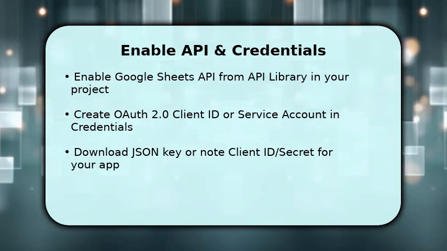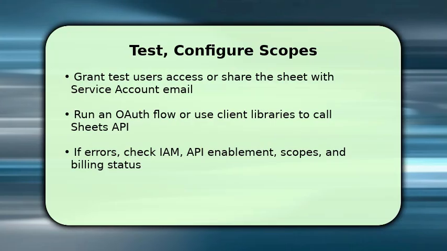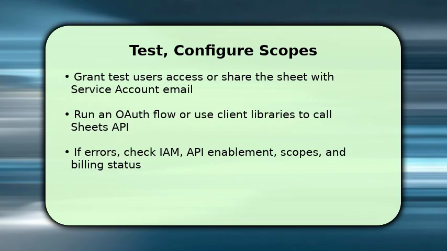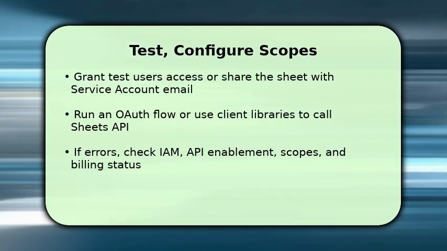Finally, test your setup. For OAuth apps, run the auth flow and grant the requested scopes. For service accounts, share the target spreadsheet with the service account email so it can access it. Once authenticated, use Google's client libraries or direct REST calls to read or write sheets. Confirm your requested scopes match actions.